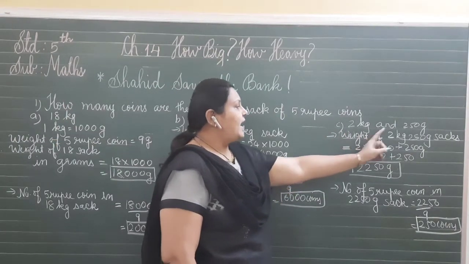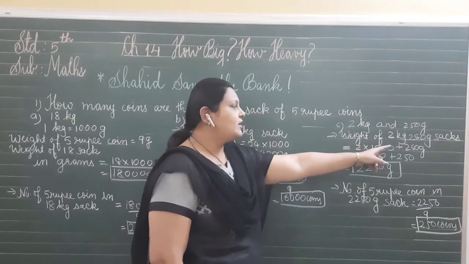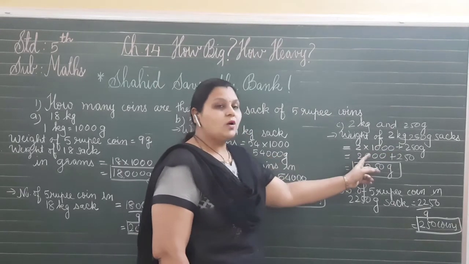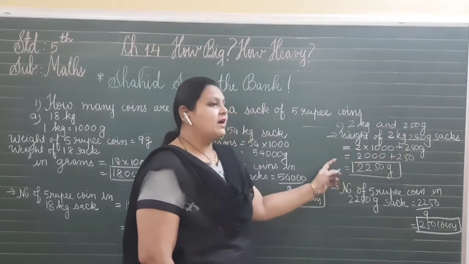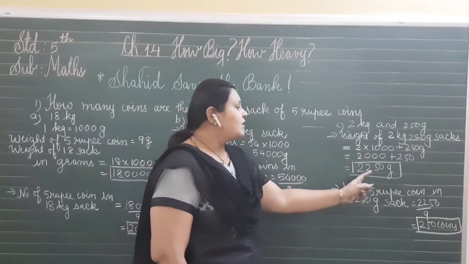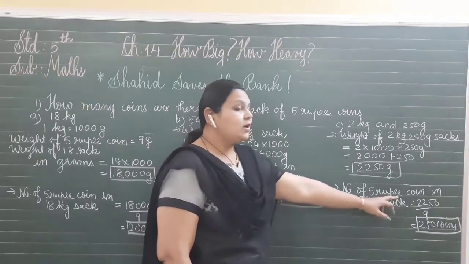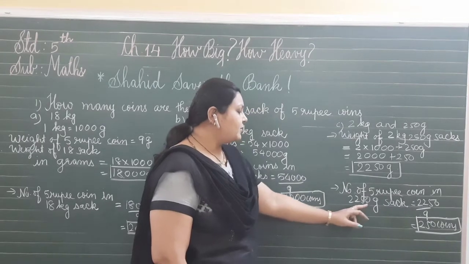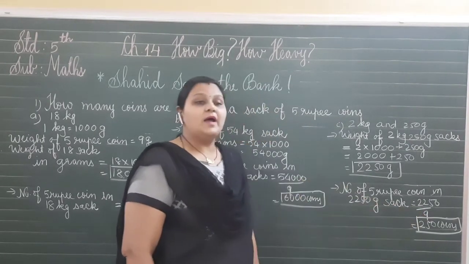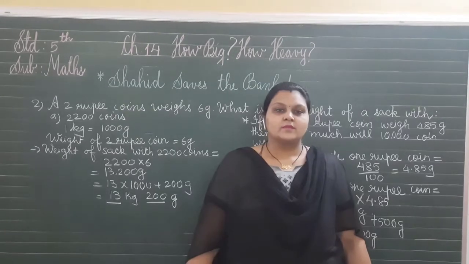See, 2 kg and 250 grams. Now, weight of the 2 kg and 250 gram set is equal to 2 into 1000 plus 250 gram. That is 2000 plus 250, 2250 grams. Now, number of 5 rupee coins in the 2250 gram set is equal to 2250 divided by 9. That comes to 250 coins.